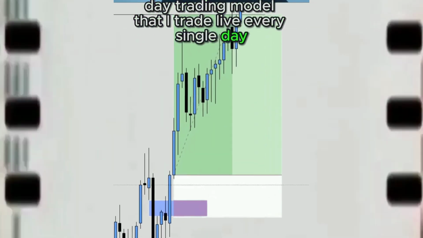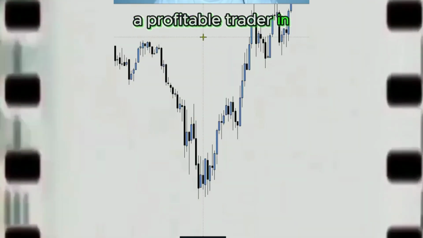Now this is my 80% win rate day trading model that I trade live every single day. Stop using liquidity and stop using fair value gaps incorrectly. They are the only two things that you need to be a profitable trader in the markets.